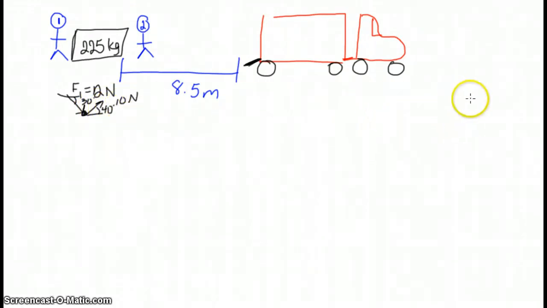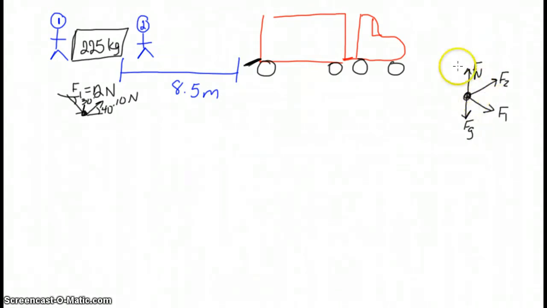So the safe is going to have several forces. It's going to have a force from SPY 1. We're going to have a force from SPY 2. We're going to have a force due to gravity and a force normal because it is sitting on a surface. Now, these are not necessarily drawn to scale.